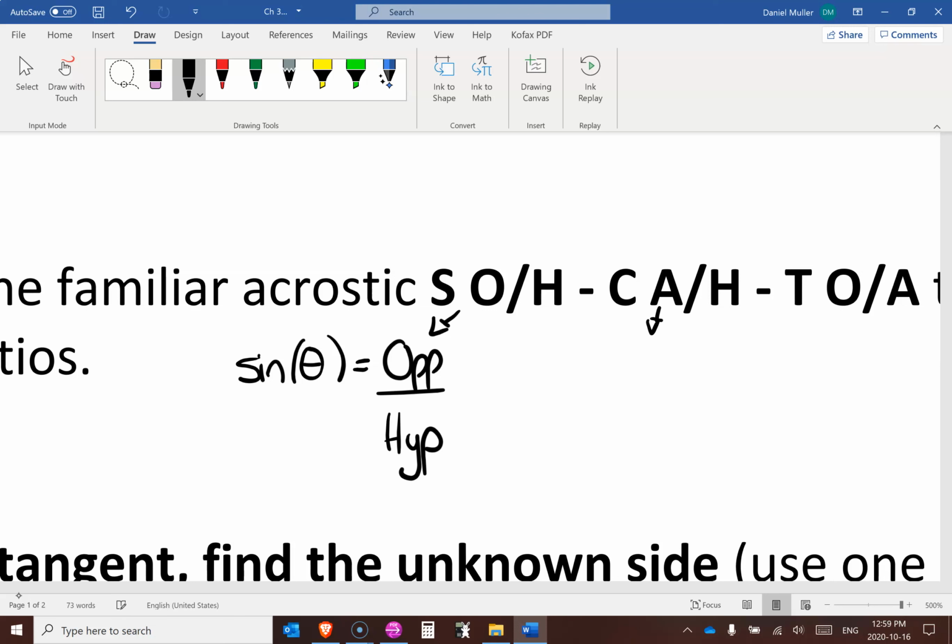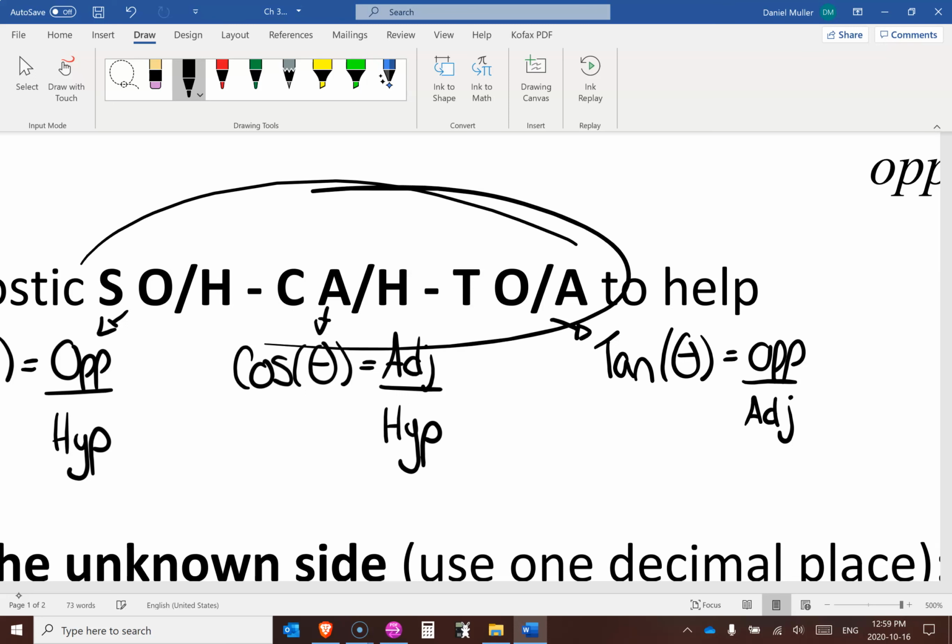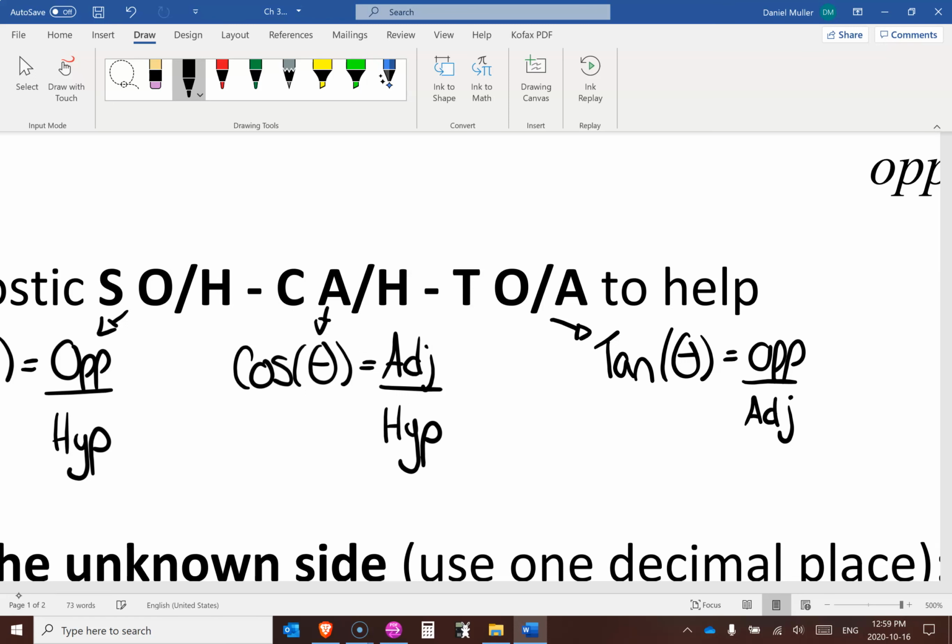And same with cosine. It's really only here to help you remember cosine of some angle equals adjacent over hypotenuse. And lastly, tangent. That TOA part is only there to remind you of tan of some angle equals opposite over adjacent. So those are the three formulas that you have to remember, and SOHCAHTOA can help you remember those formulas.